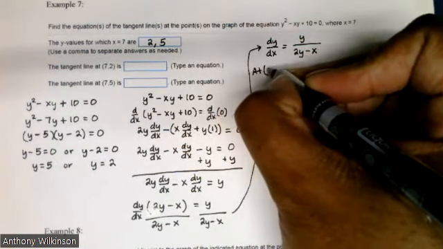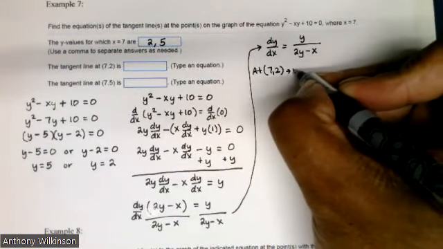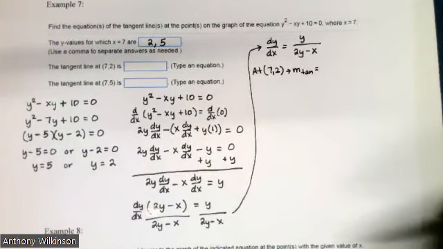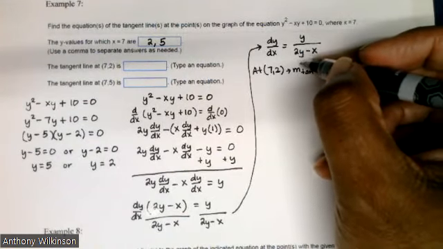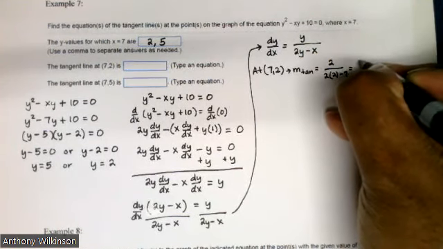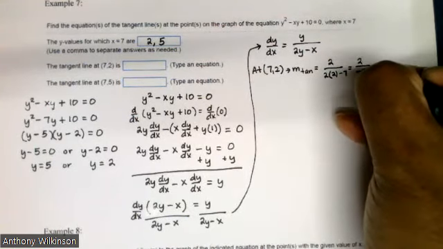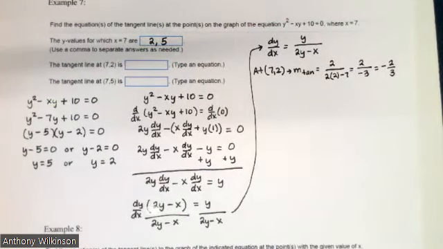At the point, we're going to start with (7, 2). Let's find out what the slope of the tangent line is. And I'm using that notation m with the subscript tan for the slope of the tangent line. Here, the y is 2, so it'll be 2 over 2 times y, again, that's going to be 2 times 2 minus 7. This will be 2 over 4 minus 7, that's negative 3. So the slope of the tangent line at the point (7, 2) will be negative 2/3.